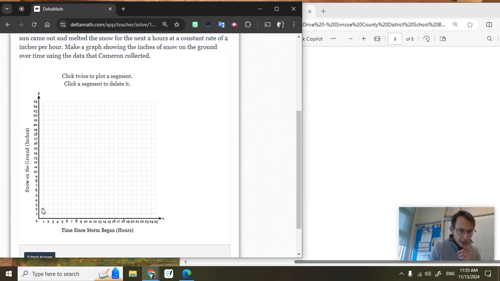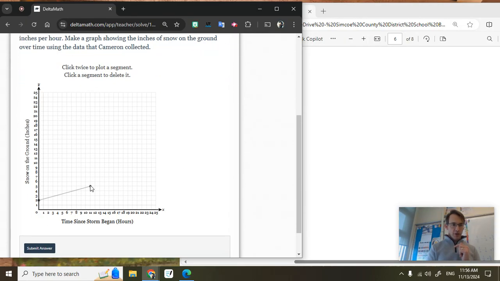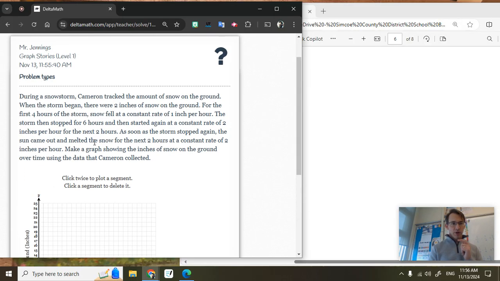So I'm going to put in 2 inches at time 0, because that's time since the storm began, so we're at 0 hours. And then for the first 4 hours of the storm, snow fell at a constant rate of 1 inch per hour. Okay, 4 hours, 1 inch per hour. We're going to be adding 4 inches of snow. So I'm going to come down here, and after 4 hours, we're going to add 4 inches. That's going to be 6 inches total. Cool.